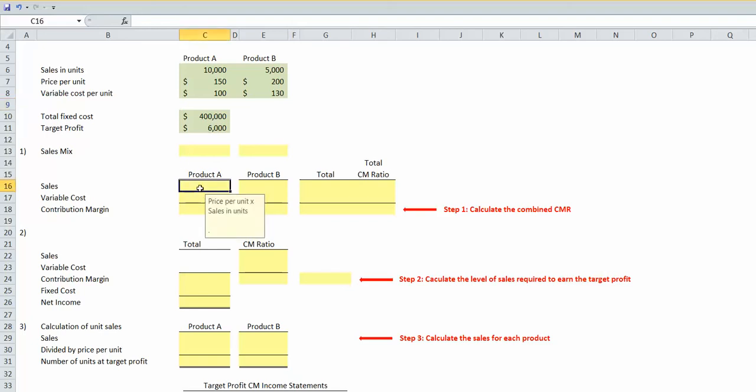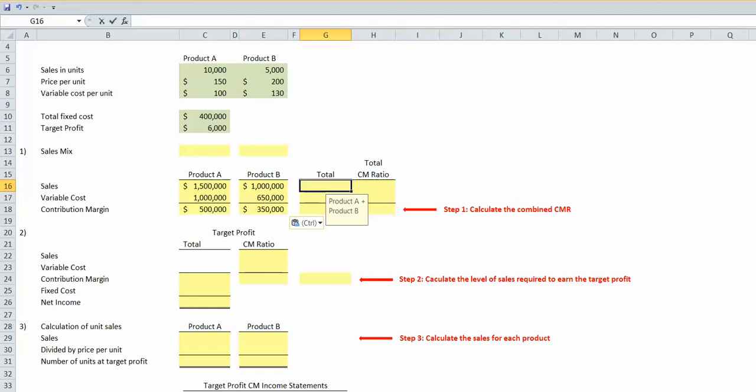Let's begin with product A. We've got 100,000 units times $150 per unit. We have 1.5 million in sales and a variable cost of $100 per unit times that same 10,000 units, which means our contribution margin is the 1.5 million minus 1 million, or 500,000. For product B, we have 1 million in sales, 650,000 in variable cost, and $350,000 contribution margin.